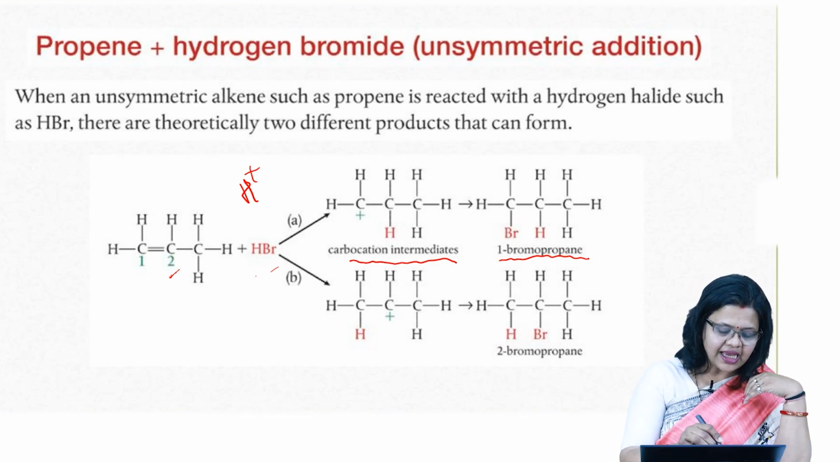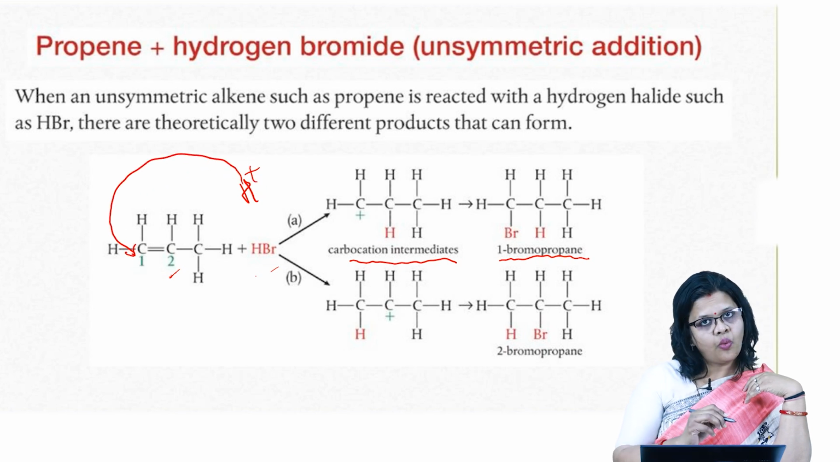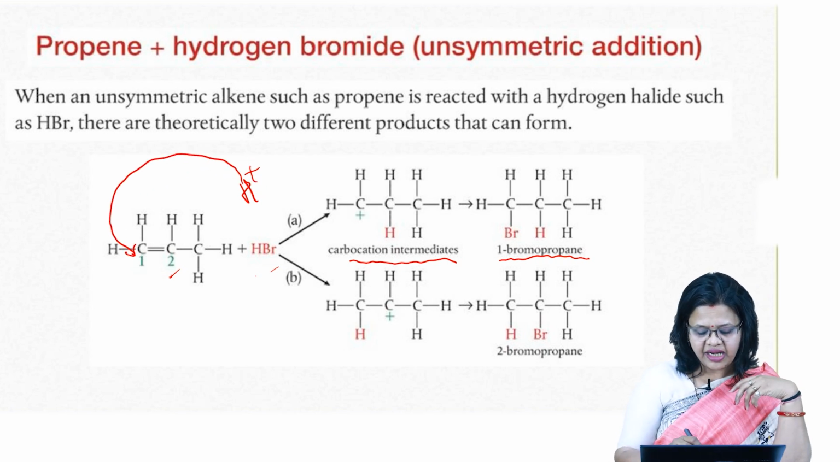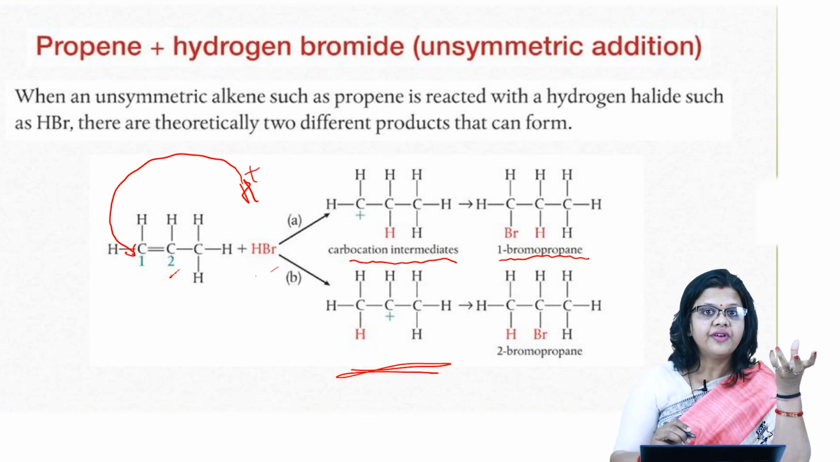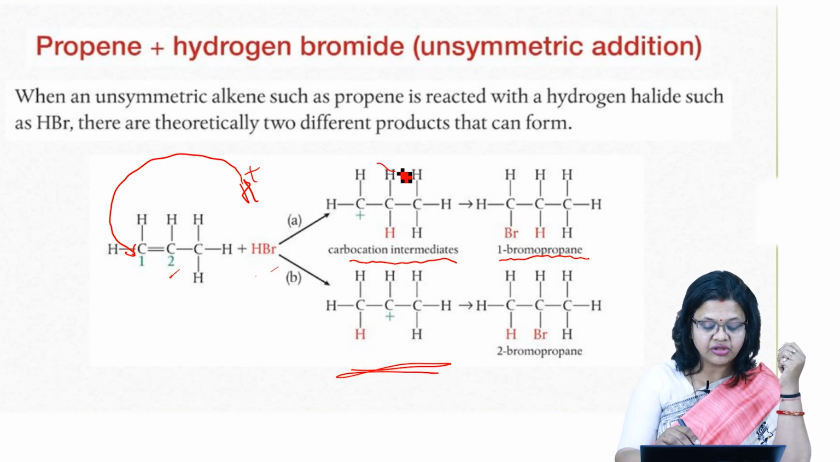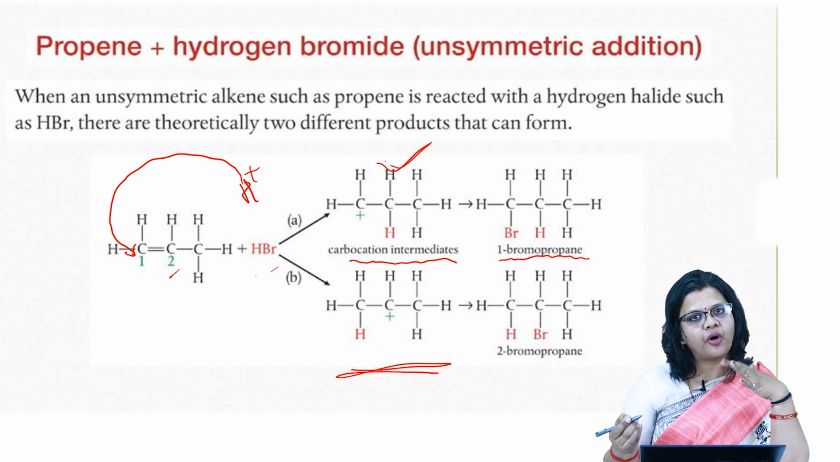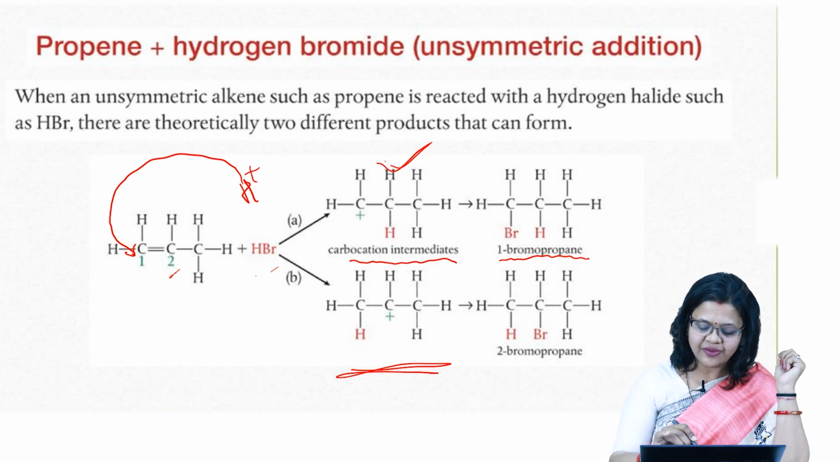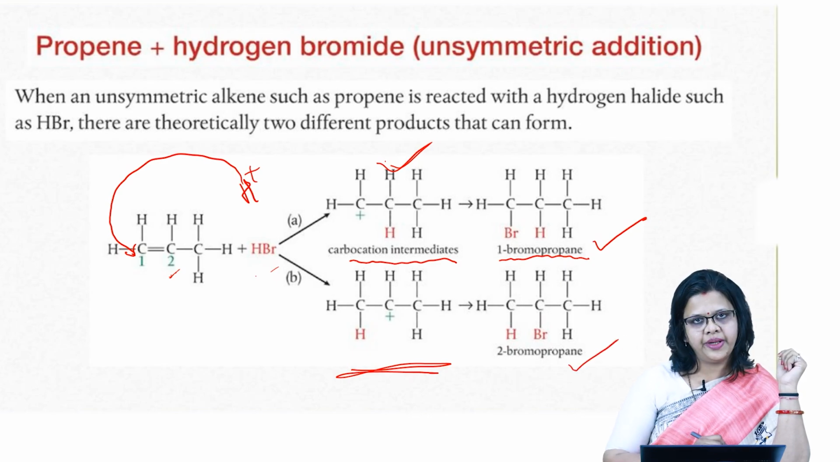in this case the electrophile will first go and attack at carbon 1. So here the intermediate that is formed has a different nature than the one formed in the first case, and obviously the resulting product has also changed. In the first case we have got 1-bromopropane, and in the second path we have got 2-bromopropane.